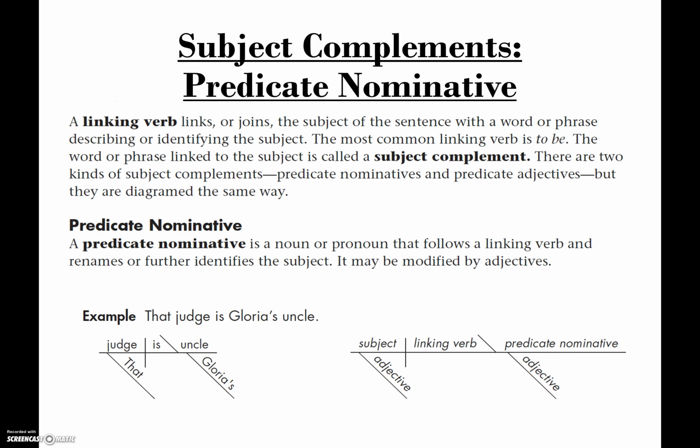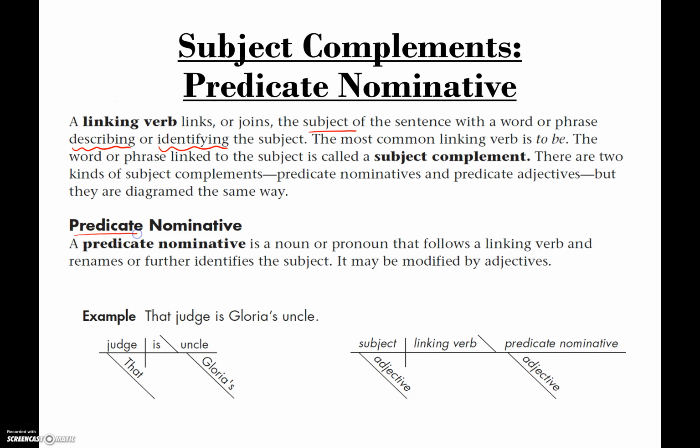A lot of times the word is or to be is going to be the linking verb, though that's not always the case. The main idea here is that the linking verbs are going to connect the subject of a sentence with some word or phrase that's describing the subject or identifying the subject. So let's look at the two types of subject complements. The first is a predicate nominative.